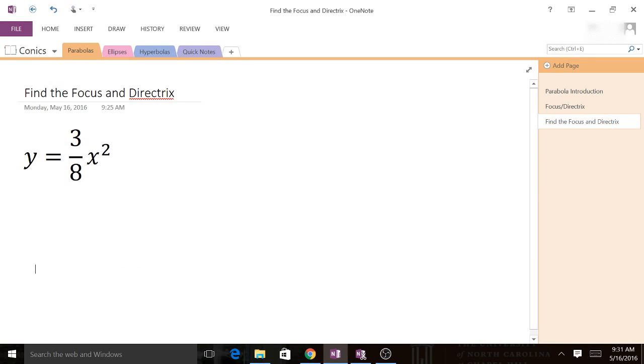Alright, so in this question it's just asking to find the focus and directrix, and we're given y equals 3/8 x squared. So immediately I think of, well, what's our formula for the parabola in general? Usually it's written as y equals, because in this one the y is the single term, y equals a times (x minus h) squared plus k.